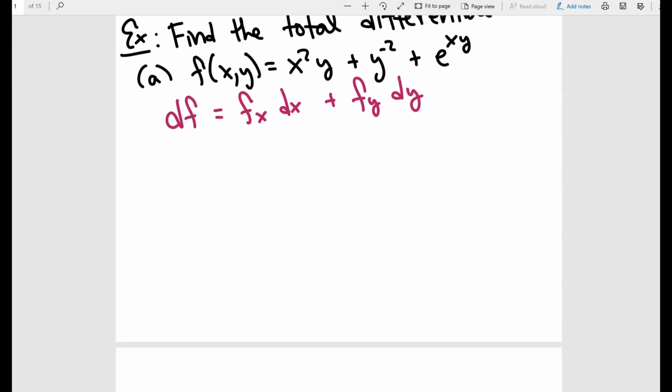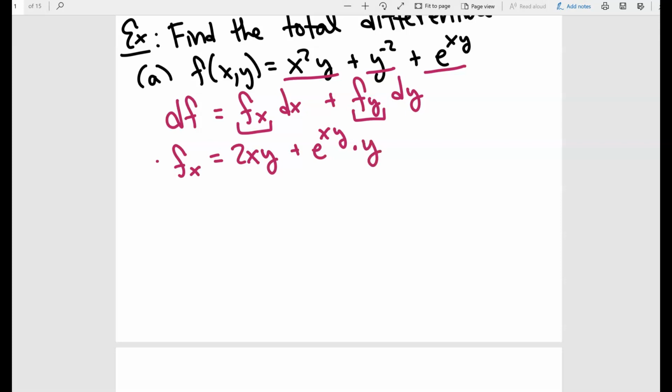So first we need to figure out two pieces of information, which are f sub x and f sub y. First let's figure out what f sub x should be. That's the partial derivative with respect to x. So let's take the partial derivative of this guy. That's going to be 2xy. Here, notice that there's no x, so this is going to go away. That's 0. And then for this guy, we take the derivative of e to the xy, which is going to be plus e to the xy times the derivative of the inside using the chain rule, which is just going to be y.